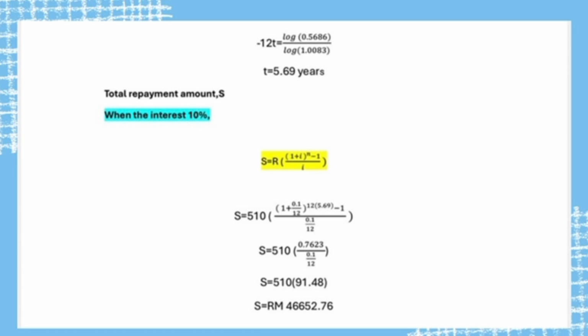46,652.76 ringgit. To conclude, when the interest rate increases, Farid ends up paying much more in total because more of each monthly payment goes to interest instead of the principal. This causes the loan to take longer to finish and makes the overall repayment amount significantly higher.